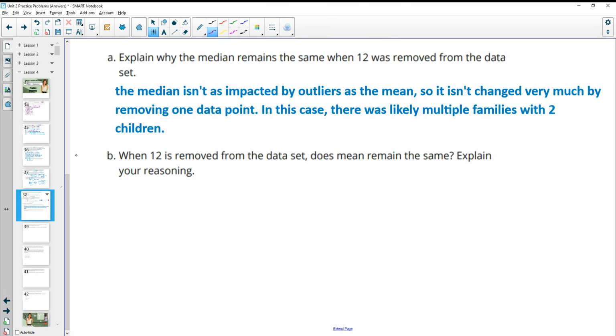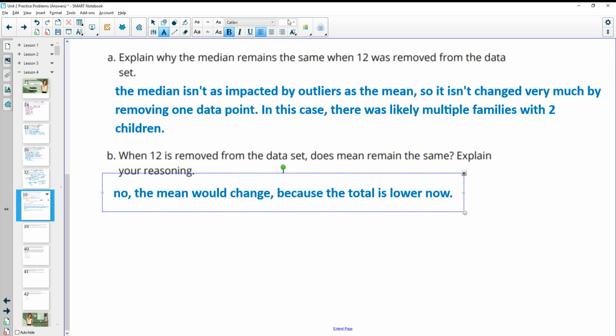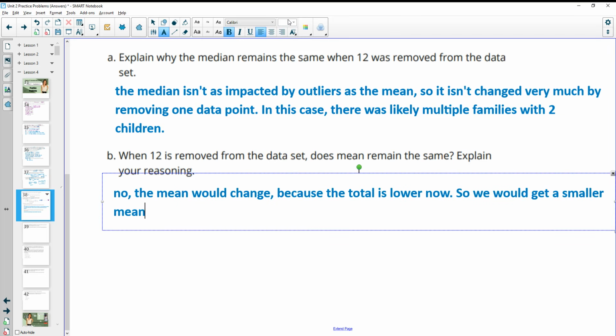Then for B, when 12 is removed from the data set, does the mean remain the same? Explain your reasoning. And so no, the mean would change because the total is lower now. So if we remove 12 from the data set, when we add all the numbers together, the total is going to be lower. So the mean would change because the total is lower now. So we would get a smaller mean.